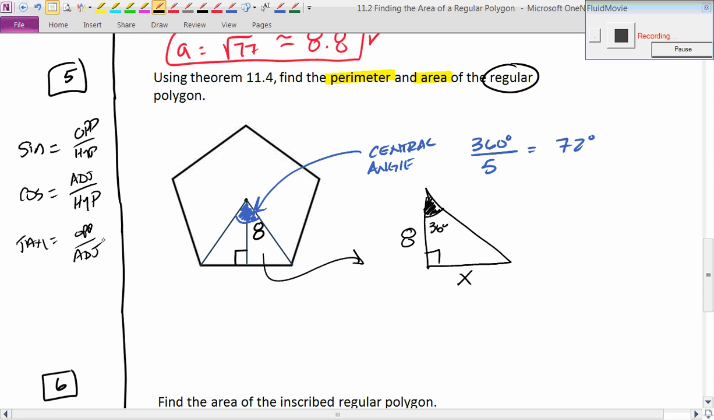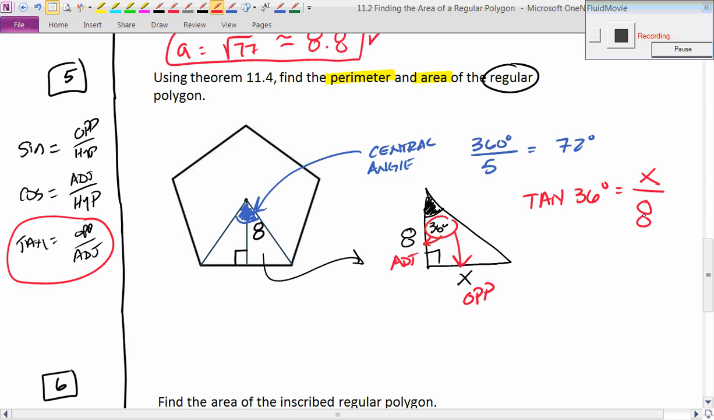Okay. Which angle do I know for sure that's not the right angle? Well, no, I have the 36 angle, right? I have this one here. So what is this side compared to the 36-degree angle? That's the opposite side. Agreed? What is this side? The adjacent. Which one deals with opposite over adjacent? Tangent. So I need to say the tangent of 36 degrees is equal to x over 8.